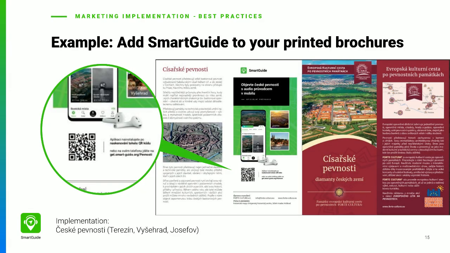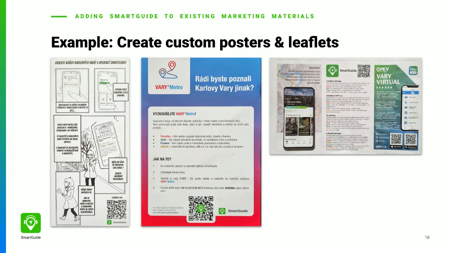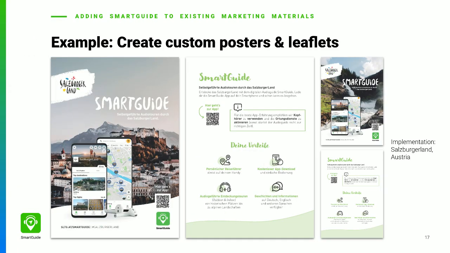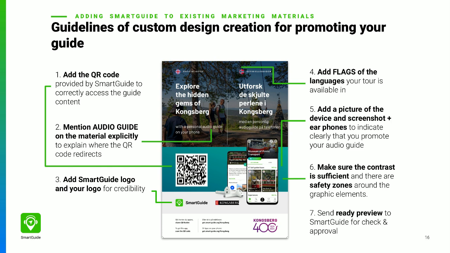Here is an example of how the Smart Guide QR code can be added to printed brochures. And this is how custom posters and leaflets can look like. If you'd like to create your own design from scratch to promote your guide, please pay attention to these requirements.